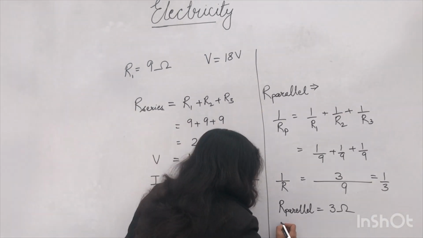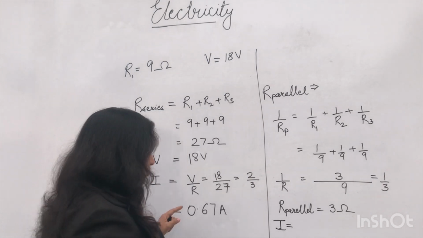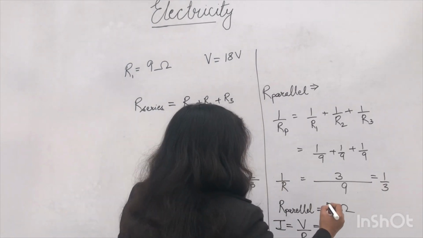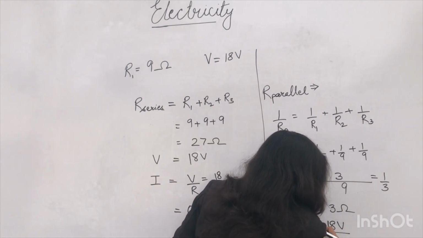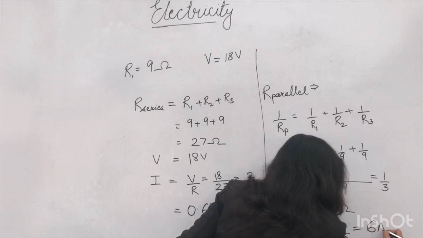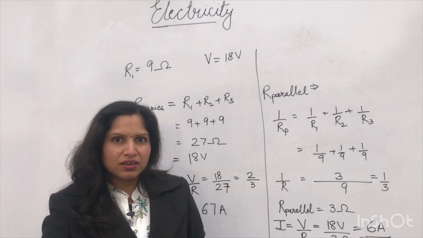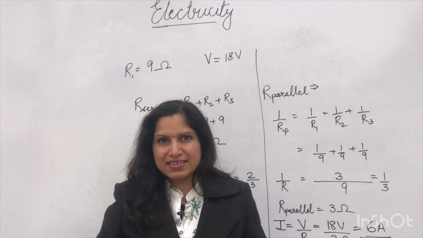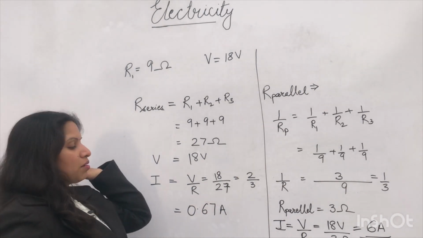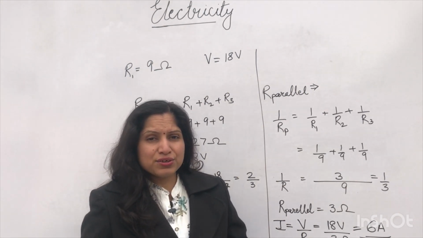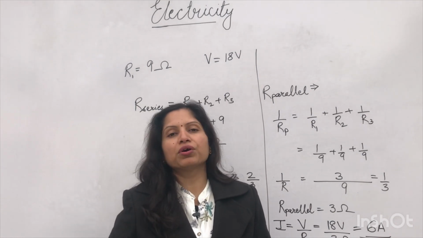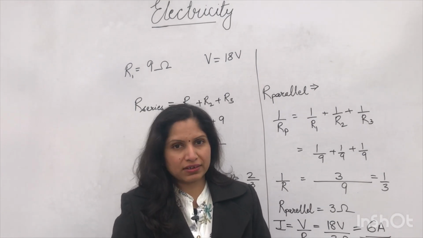Next, if we find out the current passing through the circuit, we know that I is equal to V upon R, and V was 18 volt and resistance is 3 ohm. So it comes out to be 6 ampere current flowing through the circuit. So a lot of current will be flowing through the circuit, 6 ampere in parallel combination, whereas in series it was just 0.66. So you can see that great difference. That is why we prefer parallel combination in household circuits.